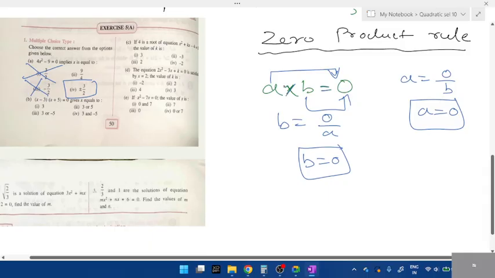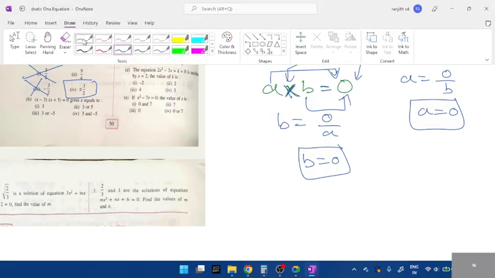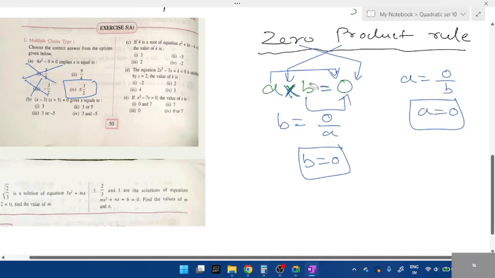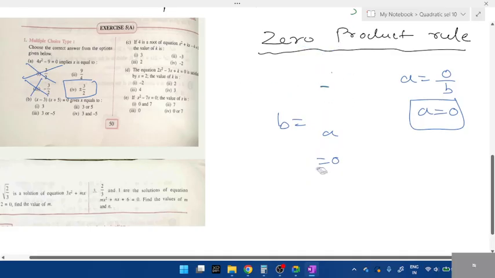The rule is it should have multiplication. That's the meaning of product. Right hand side it should have 0. This is the concept of zero product rule. Okay. Now it would be confusing. When we solve a question, you'll understand. So whenever there is multiplication in between and 0 on the right hand side, use zero product rule.